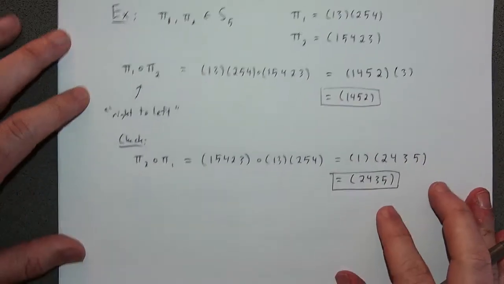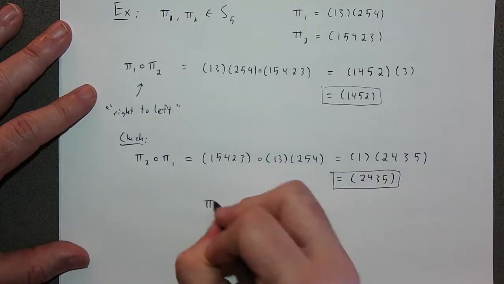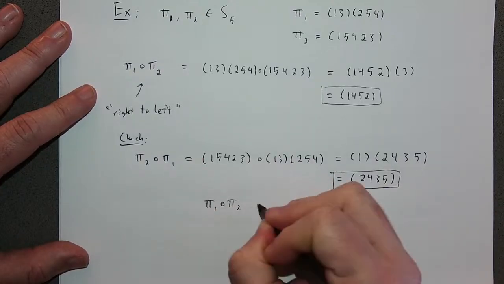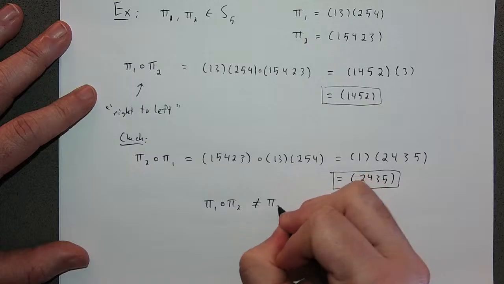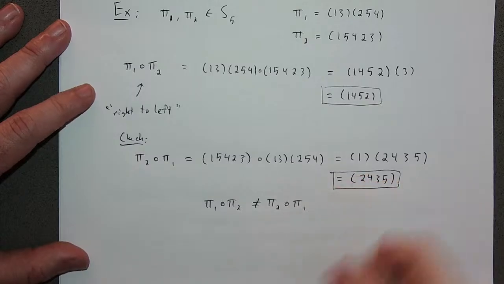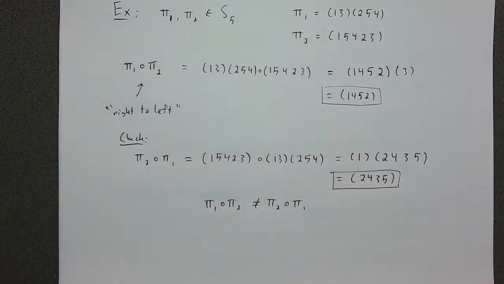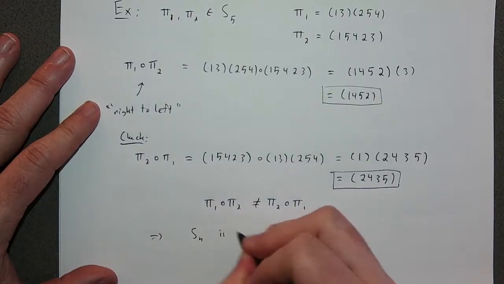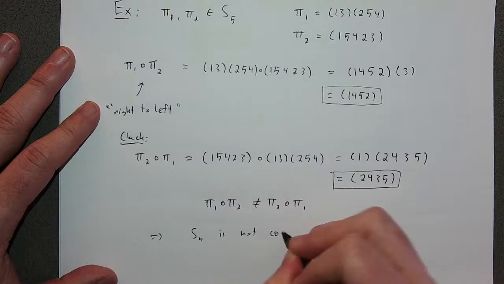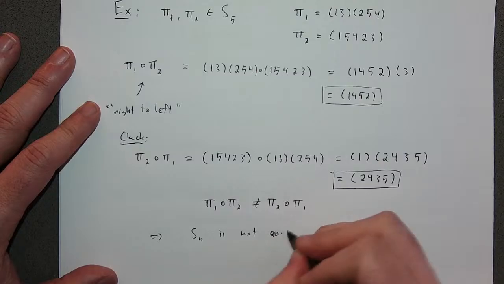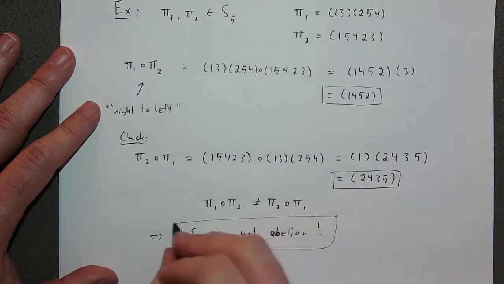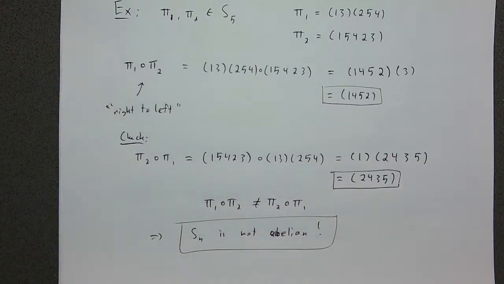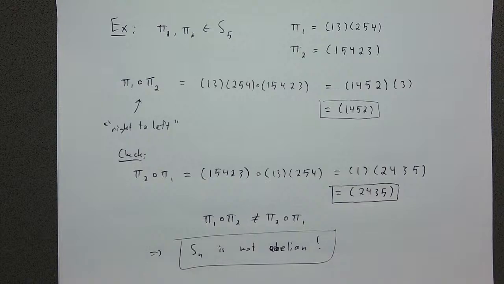Notice these two are not the same. This shouldn't be shocking at all. Of course, you know that function composition is not commutative generally. So this means that in general, S_n is not commutative, or I should say is not abelian, which means this group operation here is not commutative. And that is to be expected in the general case.